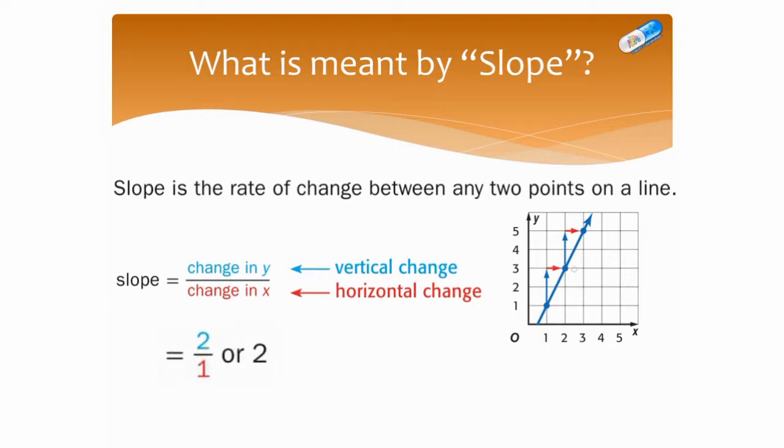So here in this graph, look at the change in y. If we take these 2 points, for example, this point and this one. So look at the change in y. Y here was 3. And it became 5. So 5 minus 3 equals 2. And the change in x, it was here 2 and it became here 3. So 3 minus 2 equals 1. So the slope here is 2 over 1 or 2.